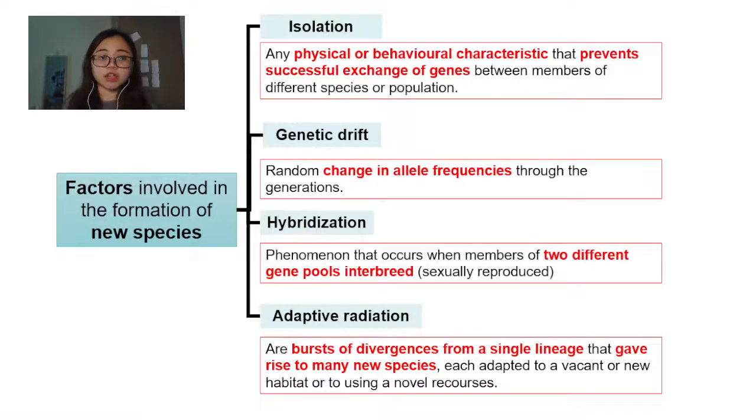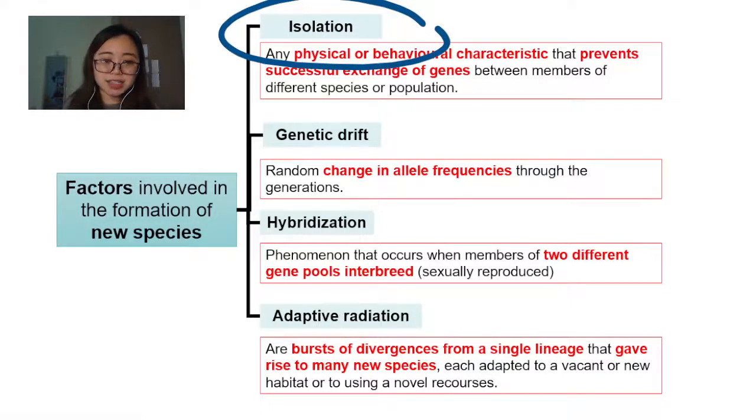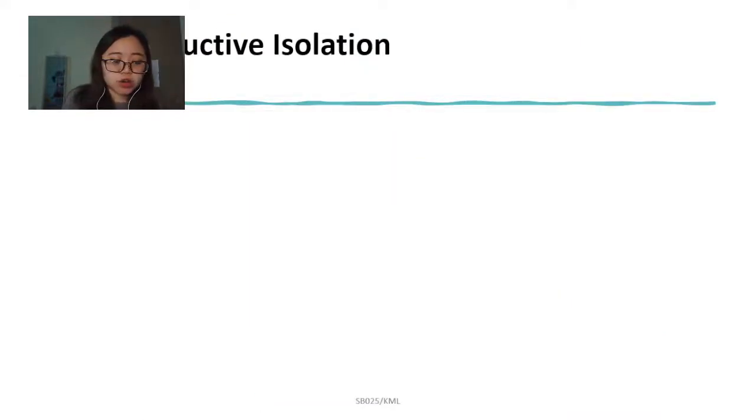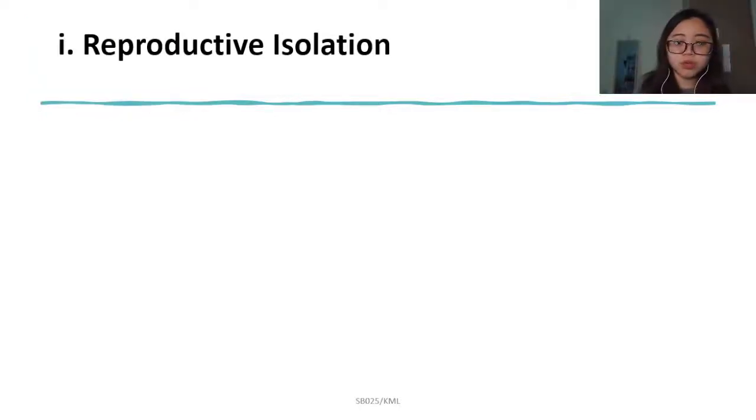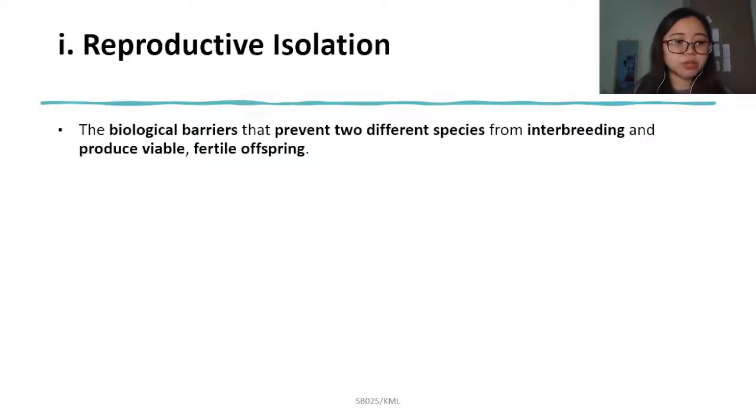So these are the definitions for each of them. And we're going to go into one of these factors in detail, one at a time. We're going to start with isolation. So when we talk about reproductive isolation, we are going to be talking about biological barriers that prevent two different species from interbreeding and produce viable fertile offspring.